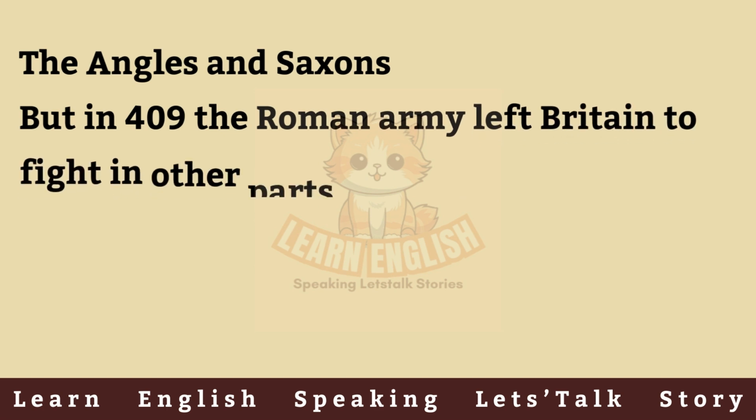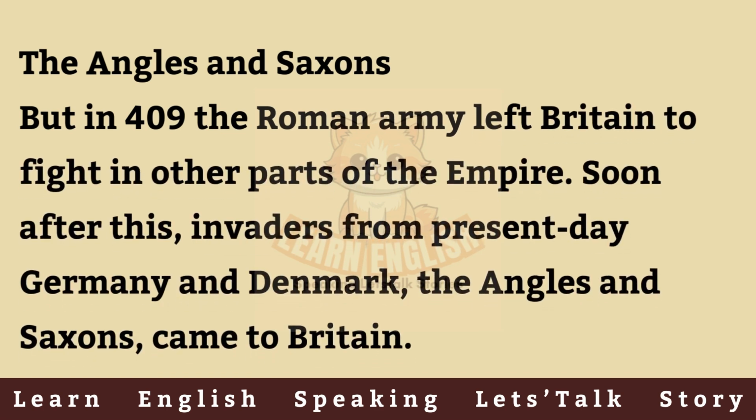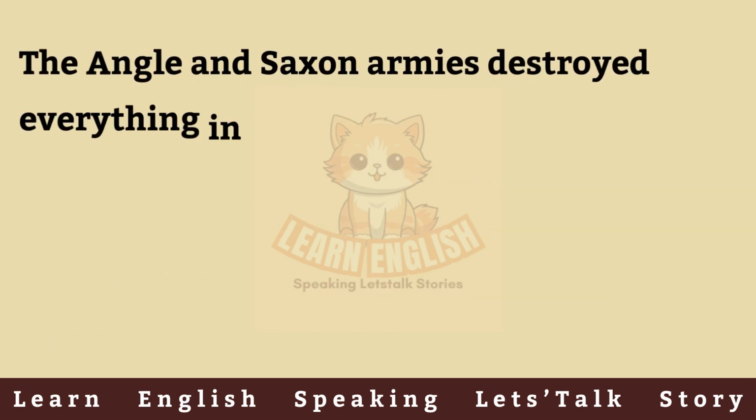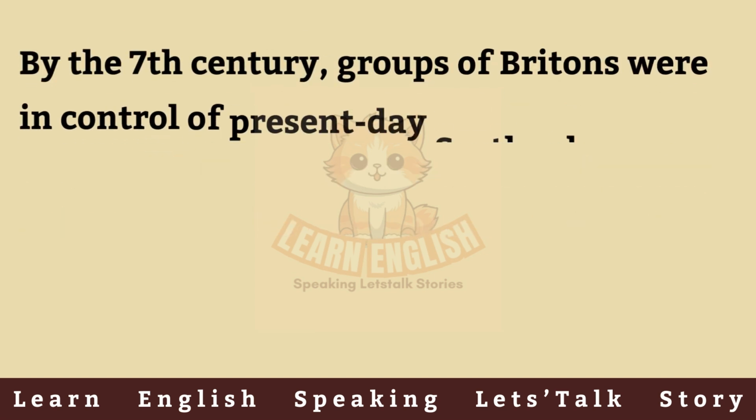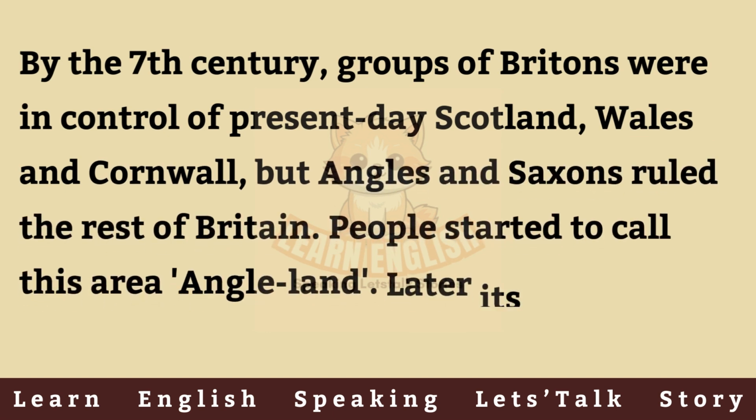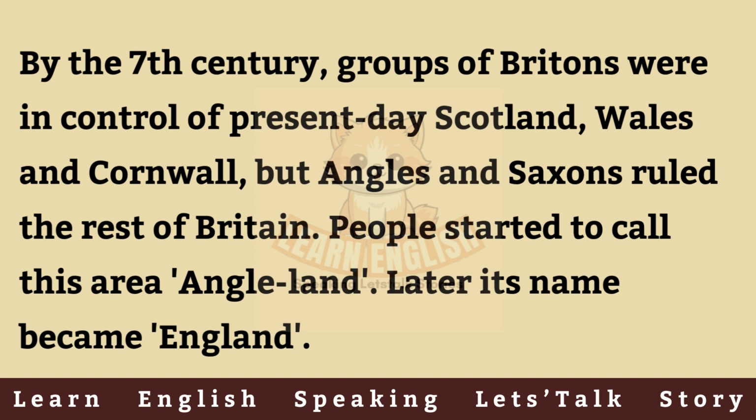The Angles and Saxons. But in 409, the Roman army left Britain to fight in other parts of the empire. Soon after this, invaders from present-day Germany and Denmark, the Angles and Saxons, came to Britain. The Angle and Saxon armies destroyed everything in their path, and the Roman way of life disappeared from Britain. Many Britons moved west to escape the invaders. By the 7th century, groups of Britons were in control of present-day Scotland, Wales, and Cornwall, but Angles and Saxons ruled the rest of Britain. People started to call this area Angleland. Later, its name became England.